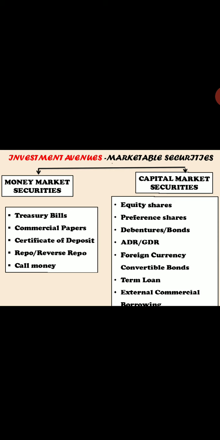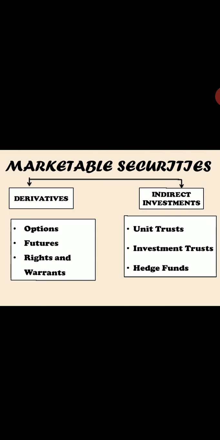Now in this video I am going to explain the different marketable securities available in the prevailing Indian market. Basically we have four bifurcations under investment avenues, also called marketable securities. The first one is money market securities. Second, the capital market securities. Third, derivatives. And last, indirect investments.